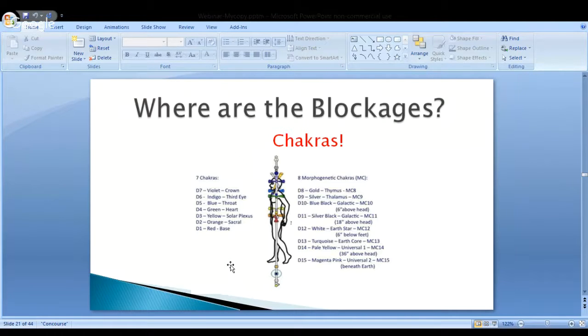Now these correspond with different emotional frequencies. And so the kind of emotion that's blocked in them is dependent on what feelings or emotions you were going through at that moment in time.